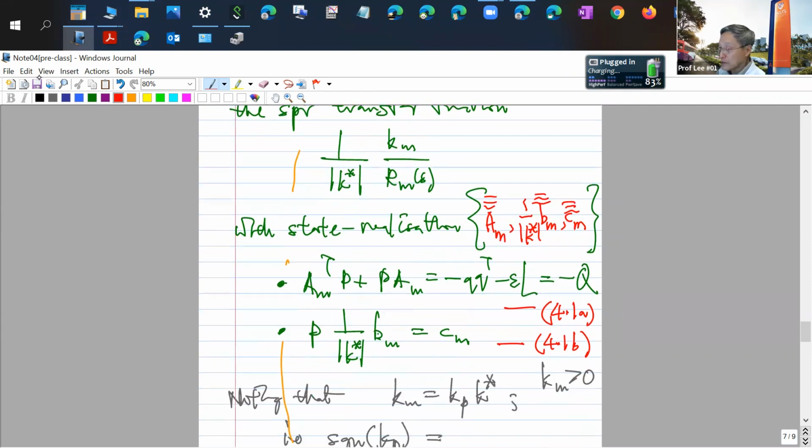Recall that in the Kalman-Yakubovich lemma there were two parts to it. The first part was that AM transpose P plus P AM equals minus Q transpose minus epsilon L, equals minus Q. The first part we have used already. But remember there was that second part, which says that this P that you're able to compute, you go back and take it with the B vector in the state realization. Remember, all these things are again non-minimal realization. So let's not forget.